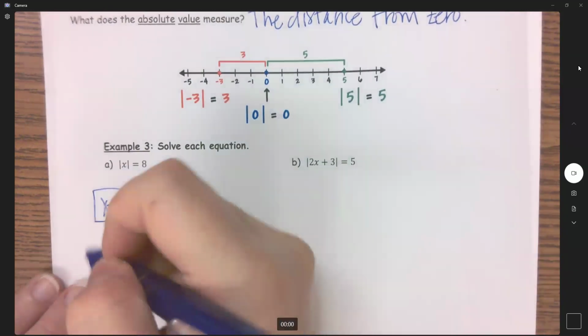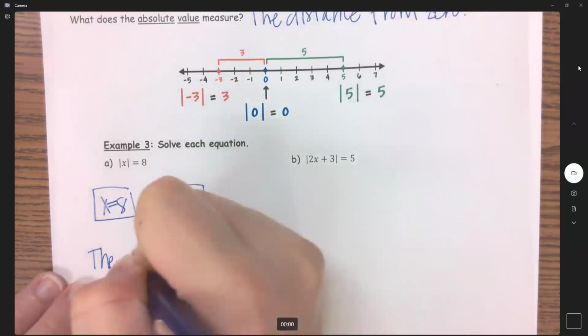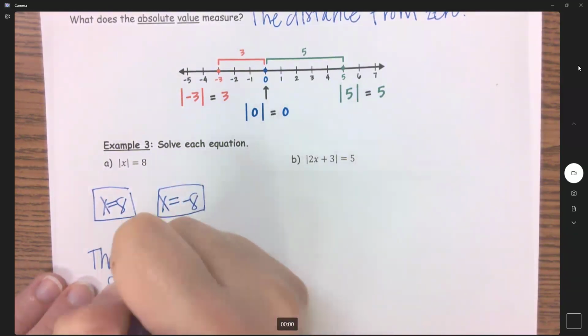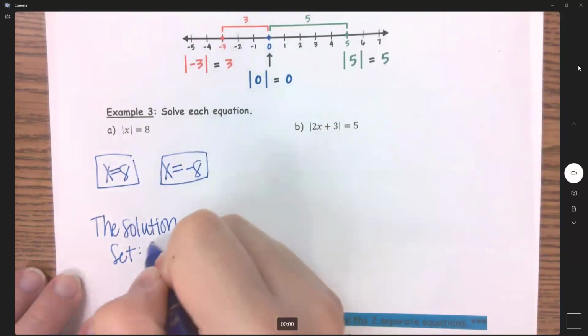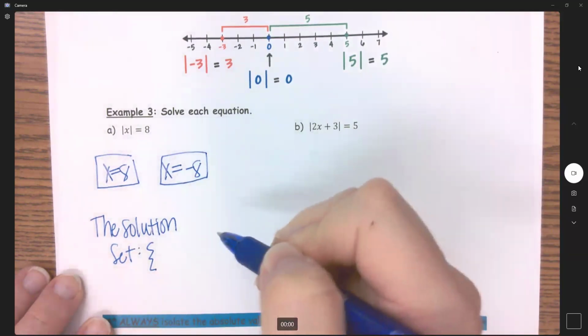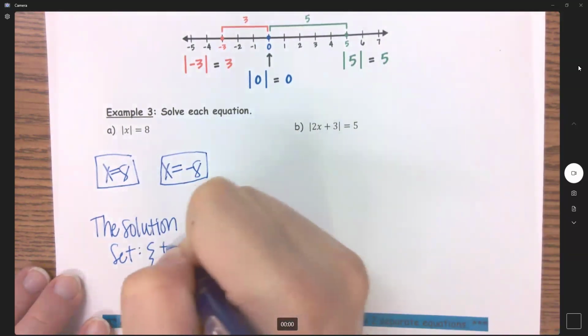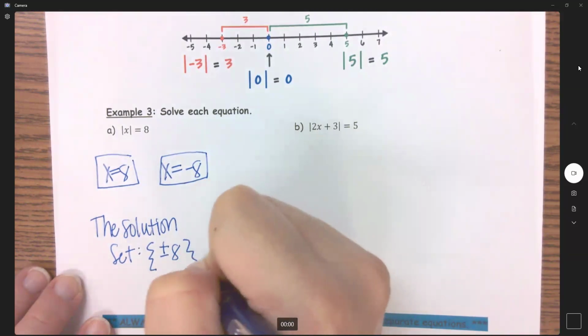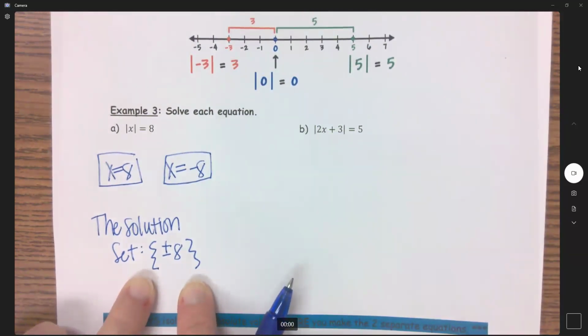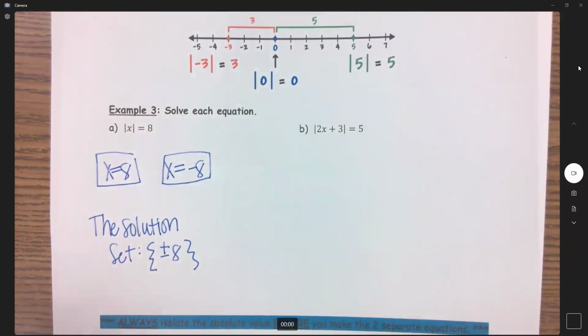In MyMathLab, it's going to ask for the solution set. And here we would say that the solution set is squiggly brackets. You could say 8, -8 or plus or minus 8 with your squiggly brackets. We use our fancy squiggly brackets when we have a finite solution set.